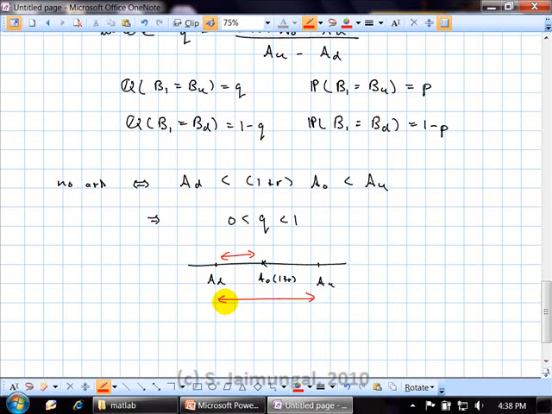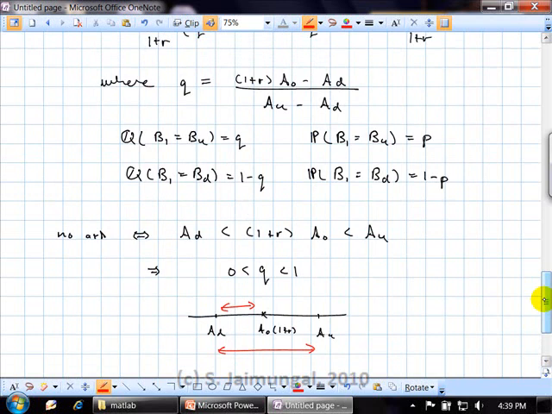Okay? So in fact, Q is between 0 and 1 if there is no arbitrage. So we have no arbitrage implies Q is in (0, 1). What about Q in (0, 1)? Does it imply no arbitrage? Okay. So, you know, these are if and only if statements that we're trying to connect.